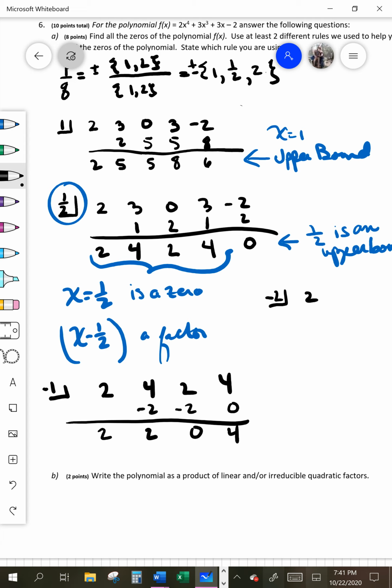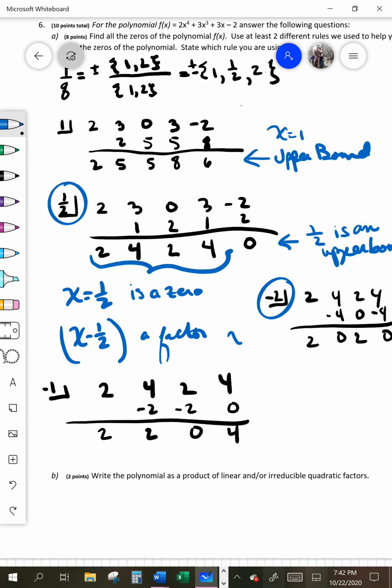Again, testing it on this bottom row, which is 2, 4, 2, 4. Bring down our 2. -2 times 2 is -4. Sum this column, we get 0. -2 times 0 is 0. Sum this column, 2 plus 0 is 2. -2 times 2 is -4, which gives us 0. And so x equals -2 is also a zero. That means that x plus 2 is a factor.